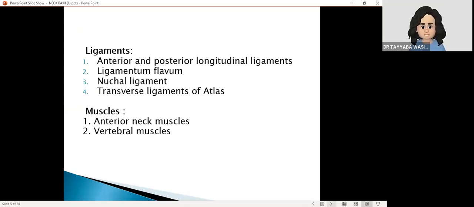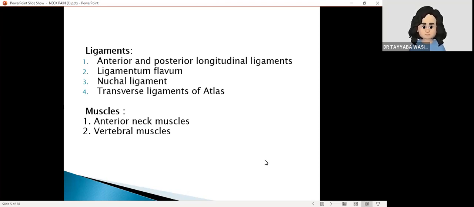Then come the ligaments. Among the ligaments, the important ones are the anterior and posterior longitudinal ligament. The anterior longitudinal ligament connects the anterior aspects of the vertebral bodies. The posterior longitudinal ligament connects the posterior aspects of the vertebral bodies. Then comes the ligamentum flavum, which connects the interlaminar region of two adjacent vertebrae.